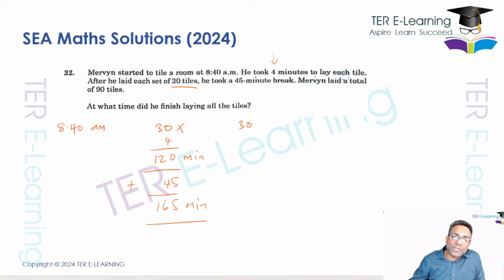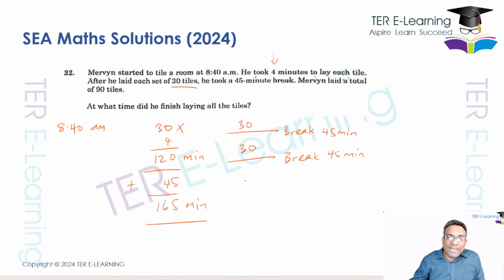So let's work this out here. After 30 tiles, he took a break, right? So this is a break here. And we know that break is going to be, how many minutes was this? 45 minutes, right? So then he went back and laid the next 30 tiles. So he takes a break again, and that's a 45-minute break, right? So that's 60 tiles in total, right?